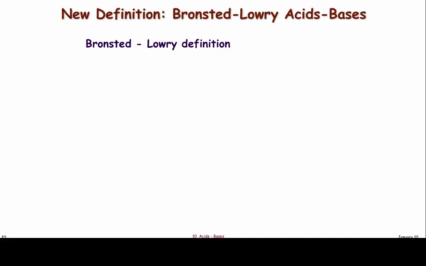Now there's another definition of base, and this is the more general definition. This definition of acids and bases is called the Bronsted-Lowry acid-base definition. In the Bronsted-Lowry definition, acids are proton or hydrogen ion (H+) donors. So any chemical that can deliver H+ to another chemical is considered an acid. Bases, on the other hand, are chemicals that accept hydrogen ions, or proton acceptors.